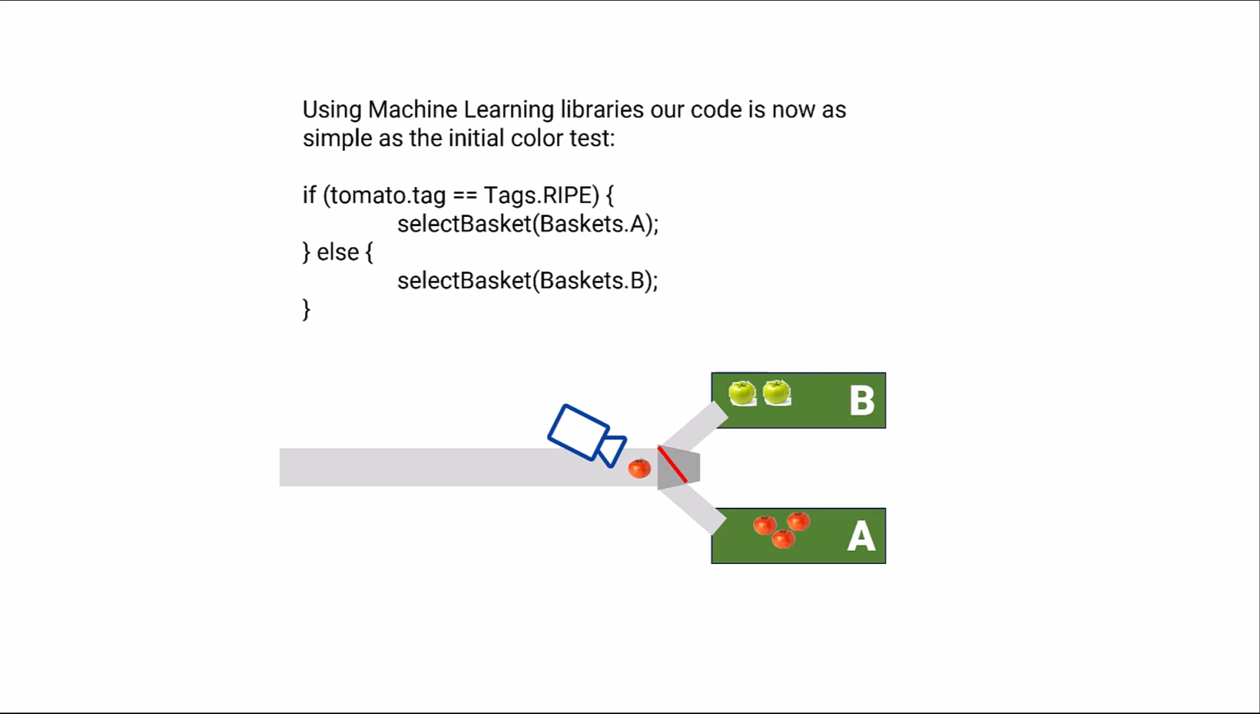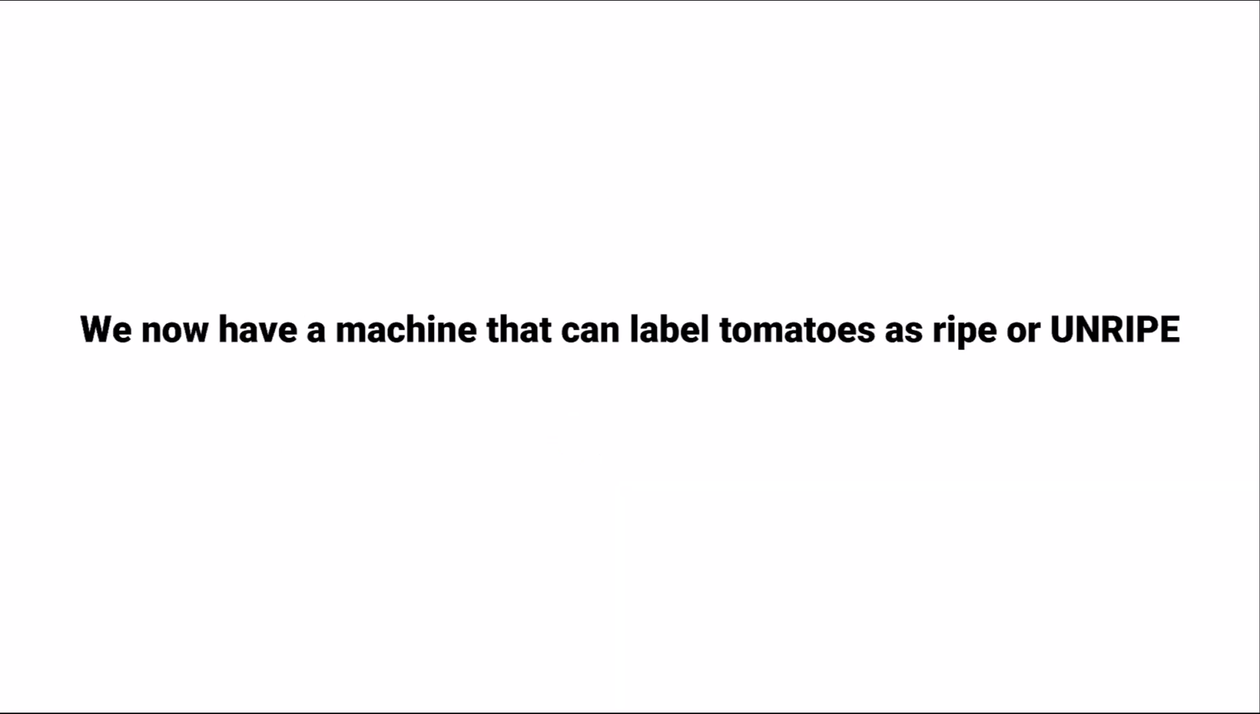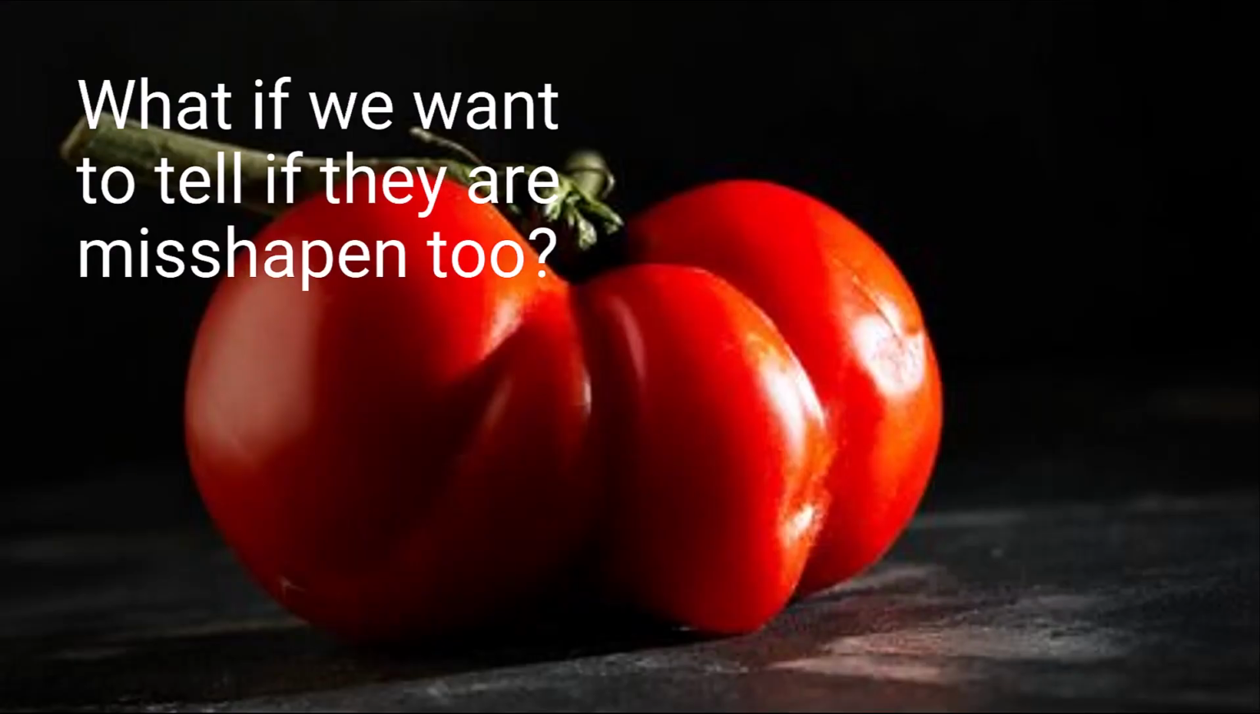Now, we've used machine learning libraries to do this, so it's actually a machine learning application, but it's as simple as that. We don't need to know how it works, but we can apply it here because it is based on a very simple tagging system. We now have a machine that can successfully label tomatoes as ripe or unripe.